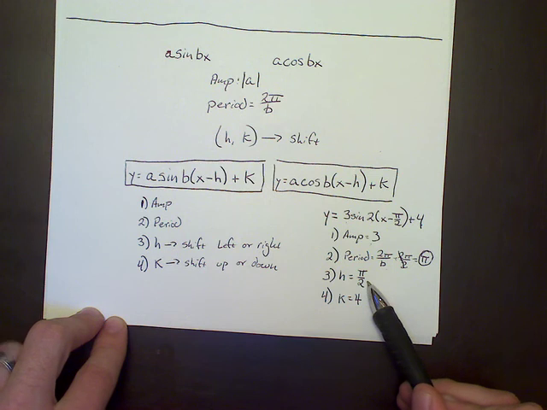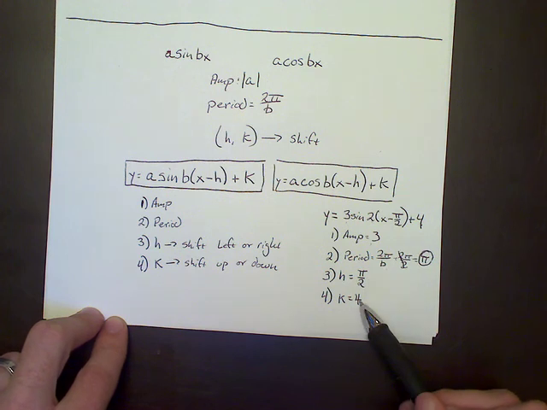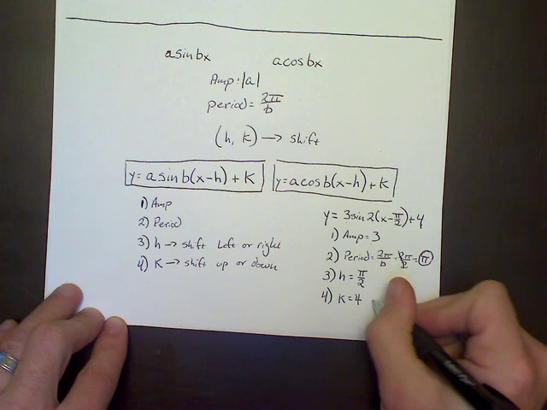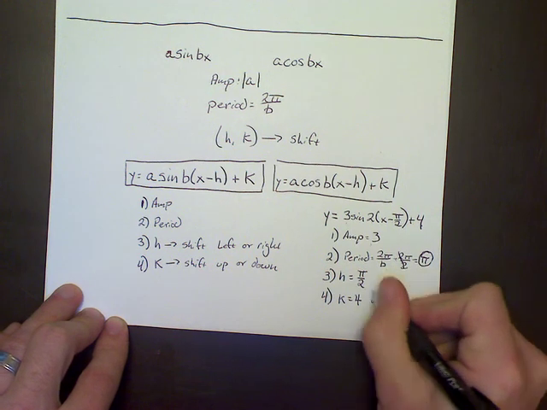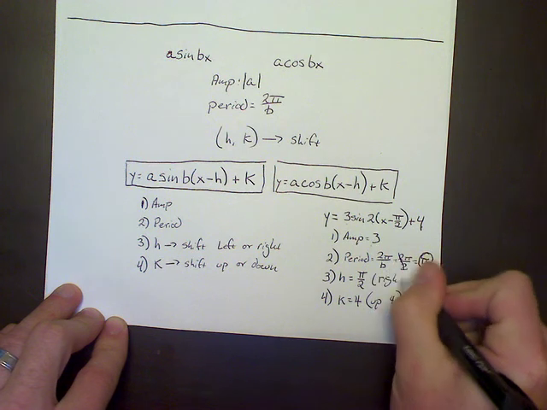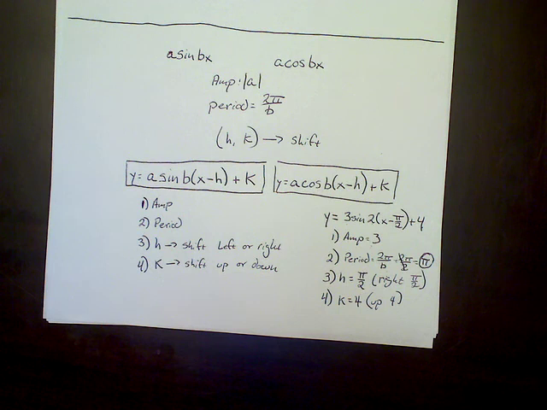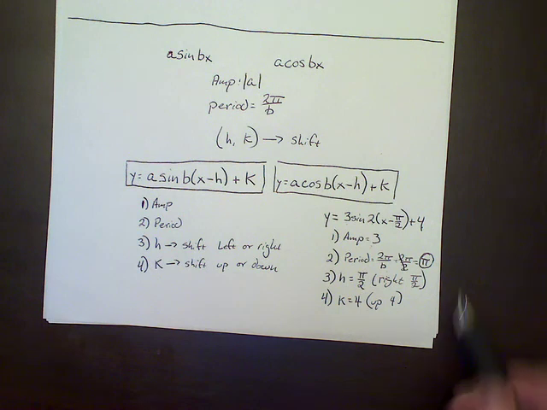The graph itself is going to shift to the right pi over 2 because it's positive. If it were negative, we would go to the left. And k is positive 4, so that means we are going to go up 4. And as I said, we are going to go right pi over 2. Right? So those are the basics of using these equations.